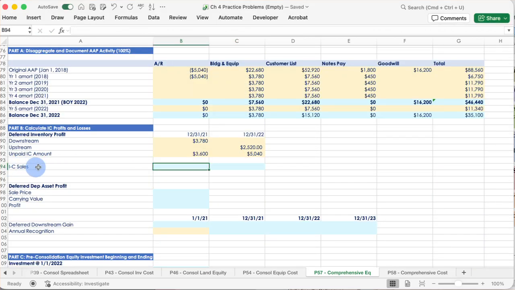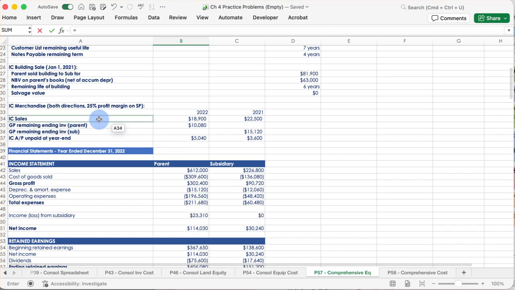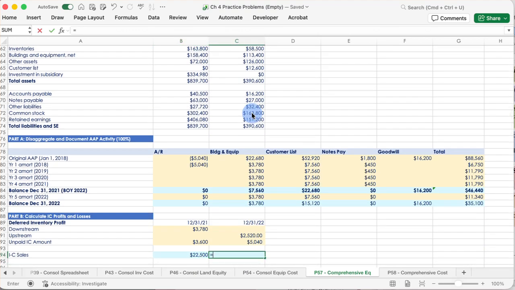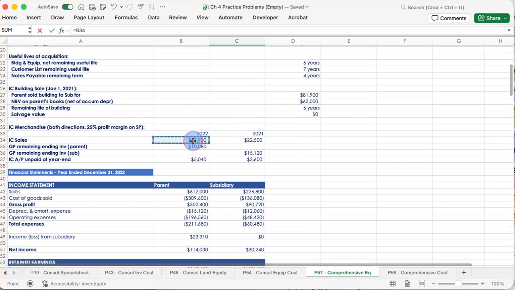Then we also need to grab the intercompany sales for the current year. So we'll go grab these intercompany sales. And for whatever reason, I worked backwards, so I flip-flopped the location of the years. This is 2022 though, so we'll come up here and get our intercompany sales.